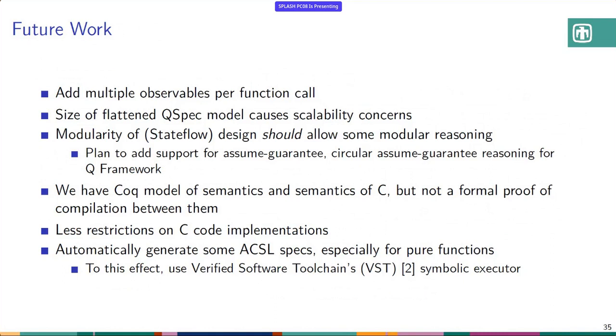A few restrictions on the C implementation make it easier for the software engineers we work with, as well as automatically generating some ACSL specifications. For example, pure functions. We need to have these, but they don't affect the environment, and the verified software toolchain has some symbolic executor. So this is something else we can look into.